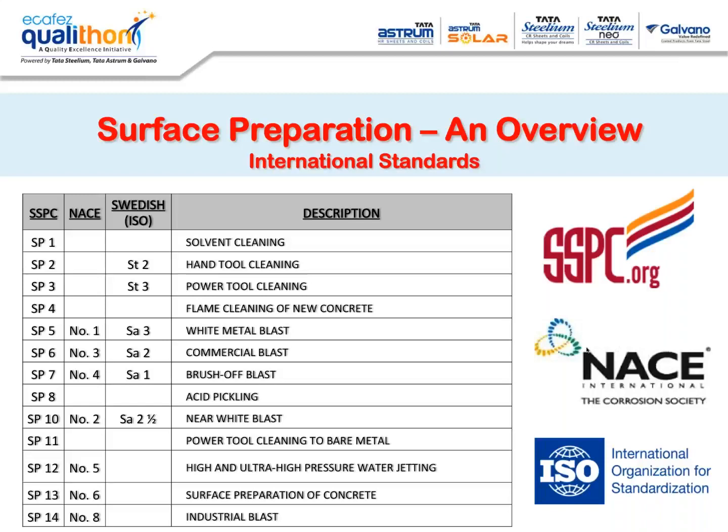Now this SA2.5 is a Swedish or now ISO specification which says near white metal blast. SA3, which is supposed to be the highest grade blasting, is called white metal blast, and this particular blasting is so thorough that you remove almost all the mill scales and one particular layer of HR to get the inside shiny metal visible.